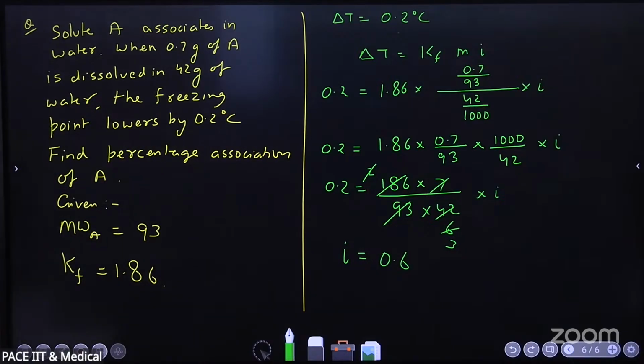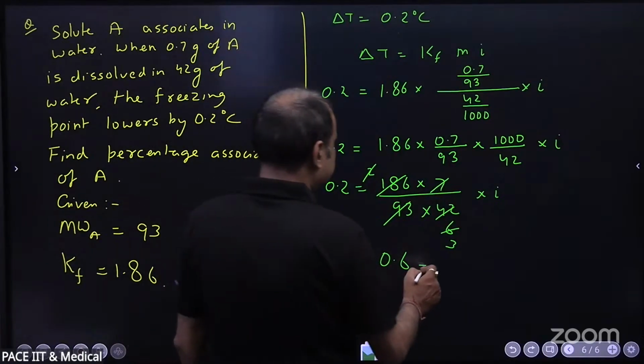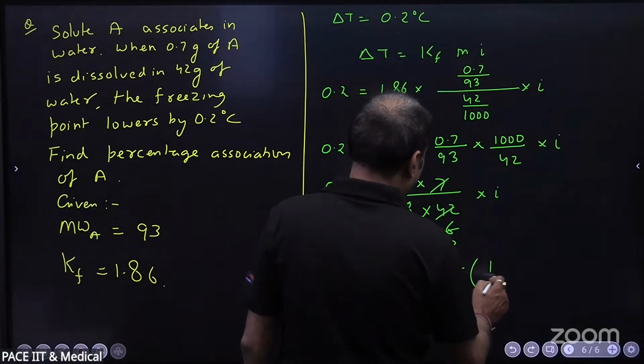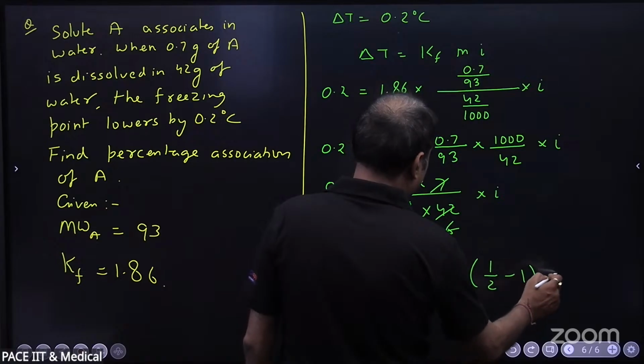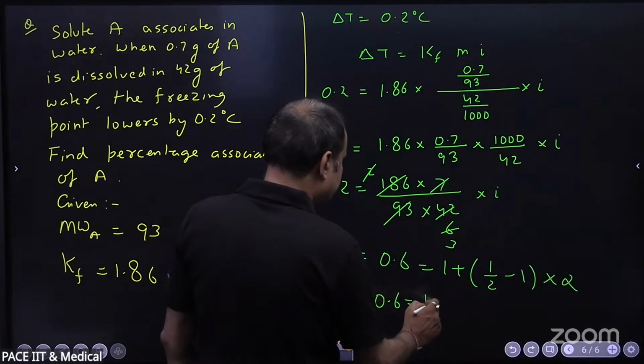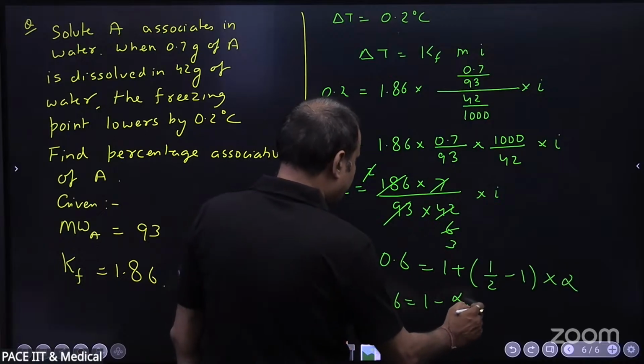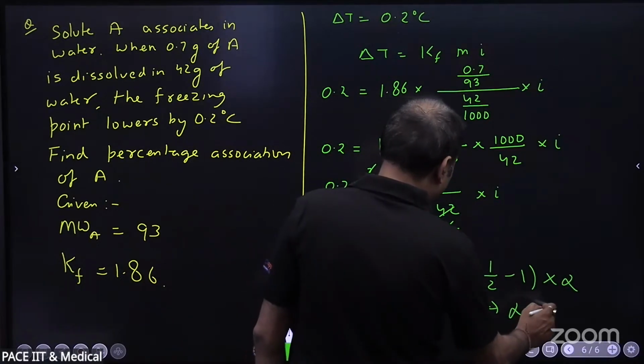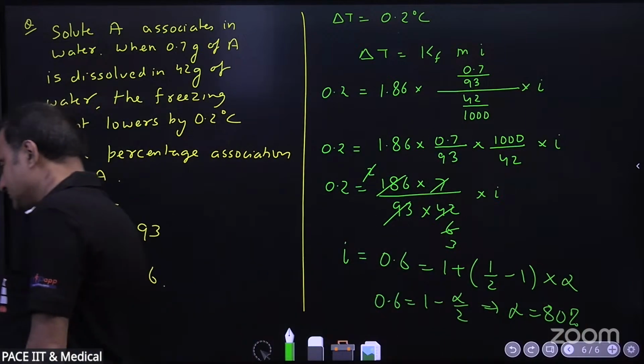So now once we have got the Van't Hoff factor, this will be 1 plus (n minus 1) into alpha. So 0.6 is 1 minus half alpha. So alpha we get 80%. Okay.